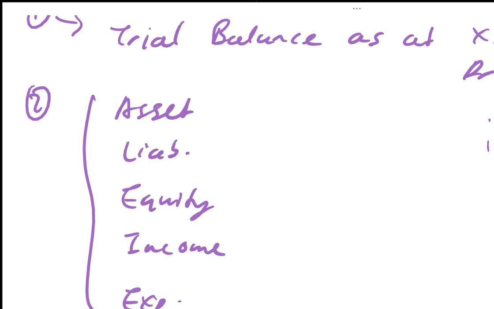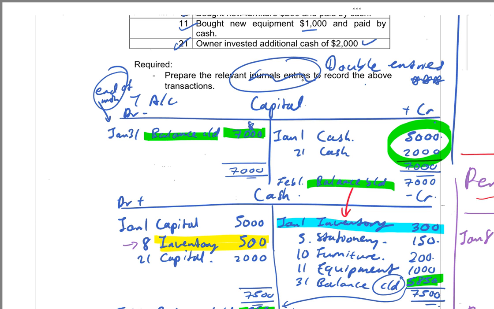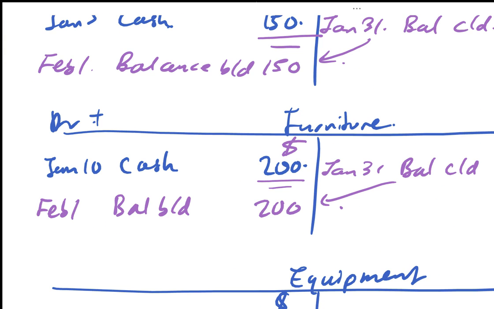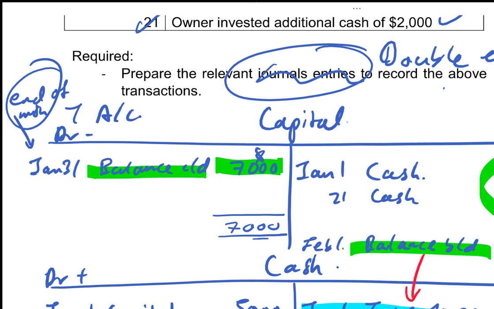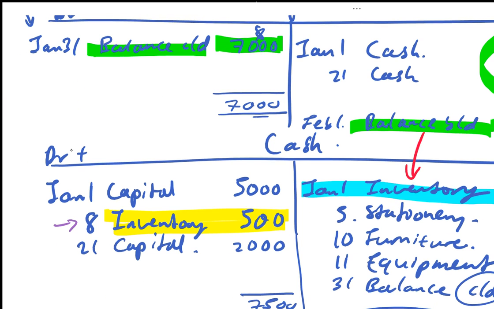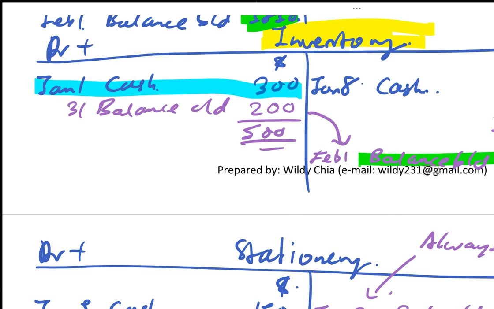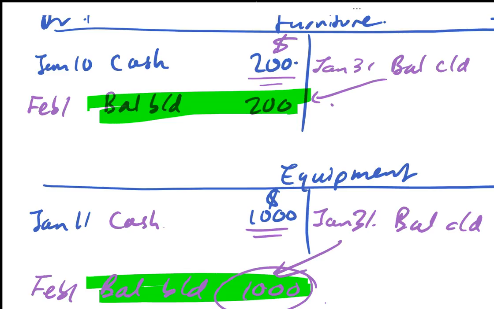Let's see how it's done. We use the earlier example. Remember that page just now? Flashback. So here we did all the balancing correctly. Now we are going to use all these balances to prepare our trial balance, all those numbers, the brought down. If you want, you can highlight the numbers you use. The numbers you use to form the trial balance will be the brought down from capital, brought down for cash, inventory, stationery, furniture, equipment, everything that you can find. So you gather them. Okay, we are ready to do the trial balance.